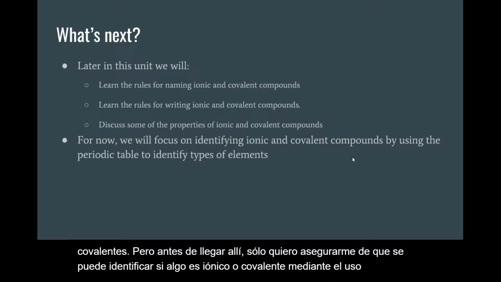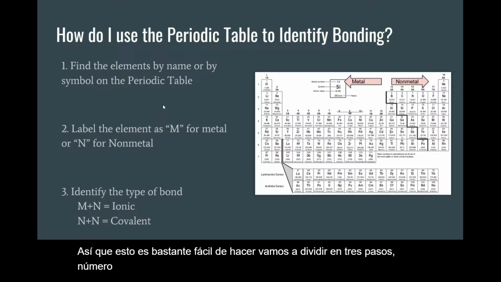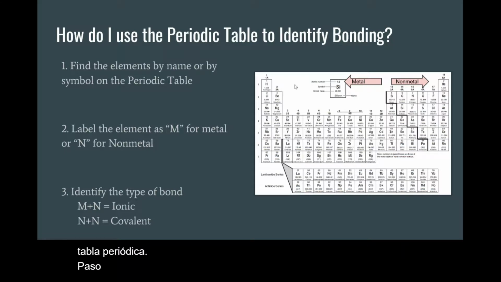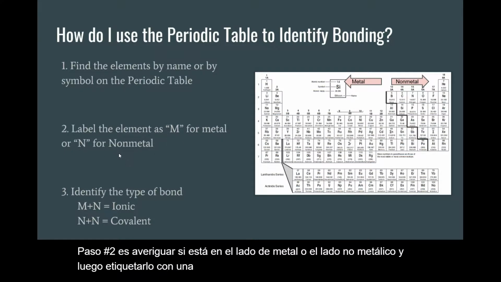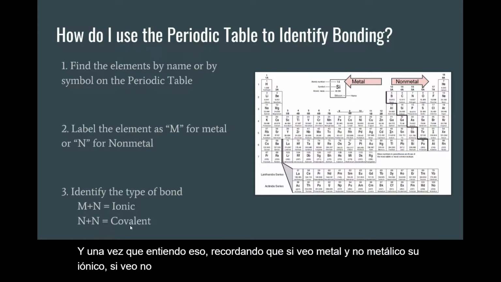So this is pretty easy to do, and we're going to break it down into 3 steps. Step number 1 is to find the element by name or by symbol on the periodic table. Step number 2 is to figure out if it's on the metal side or the nonmetal side, and then label it with an M for metal or N for nonmetal. And once I get that, remembering that if I see metal and nonmetal, it's ionic. If I see nonmetal and nonmetal, it's covalent.